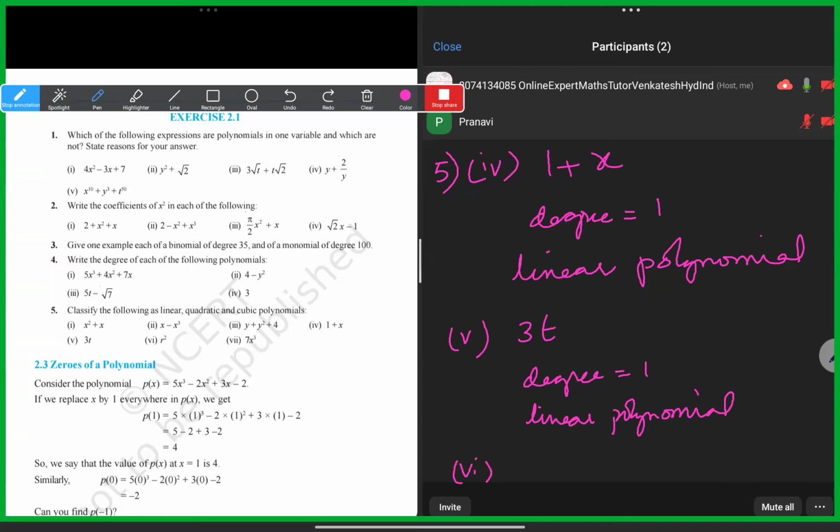The 6th one, r square. So the degree is how much, Pranavi? The degree is 2. Yes, Pranavi. So the degree is 2, equal to a quadratic polynomial. Quadratic polynomial. Yes, Pranavi, that is correct.